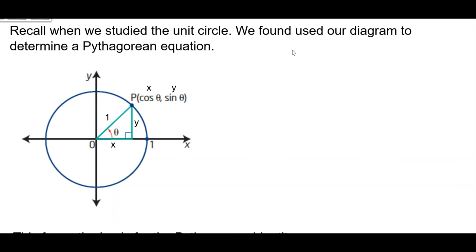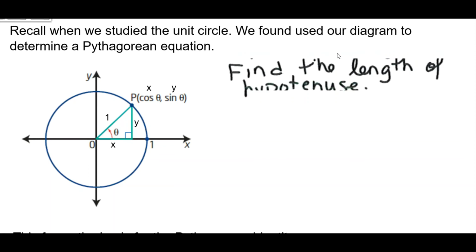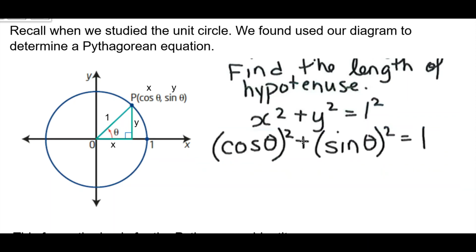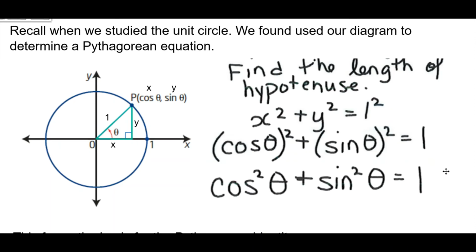If I want to use this for a Pythagorean equation, I'm going to find the length of the hypotenuse. I'm going to use the equation of a circle, which is x squared plus y squared equals 1 squared in this case, because our radius is 1. As I solve this, my x value is cosine, so I have cosine theta squared, and my y value is sine, so sine theta squared, and that's going to be equal to 1. When I rewrite it with the squares in between the cosine and the theta, just like we talked about in class, I come up with this equation: cosine squared theta plus sine squared theta is equal to 1.